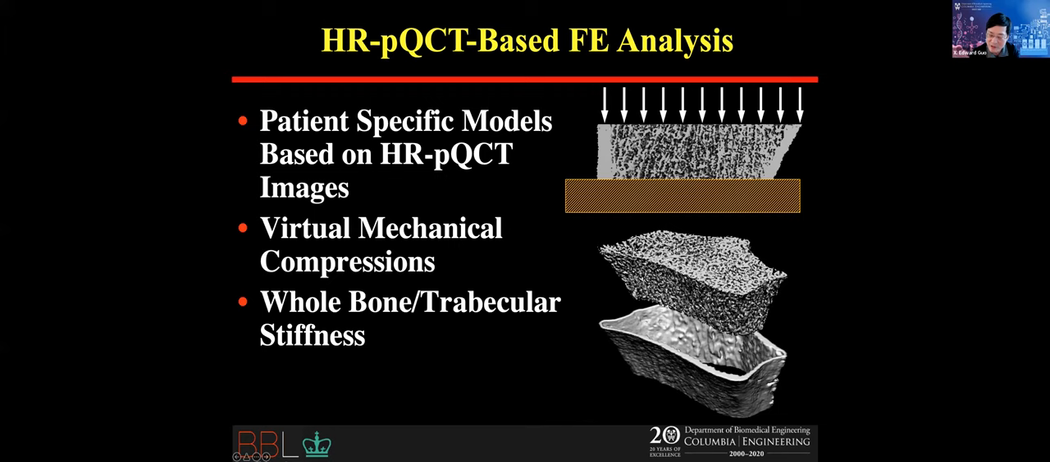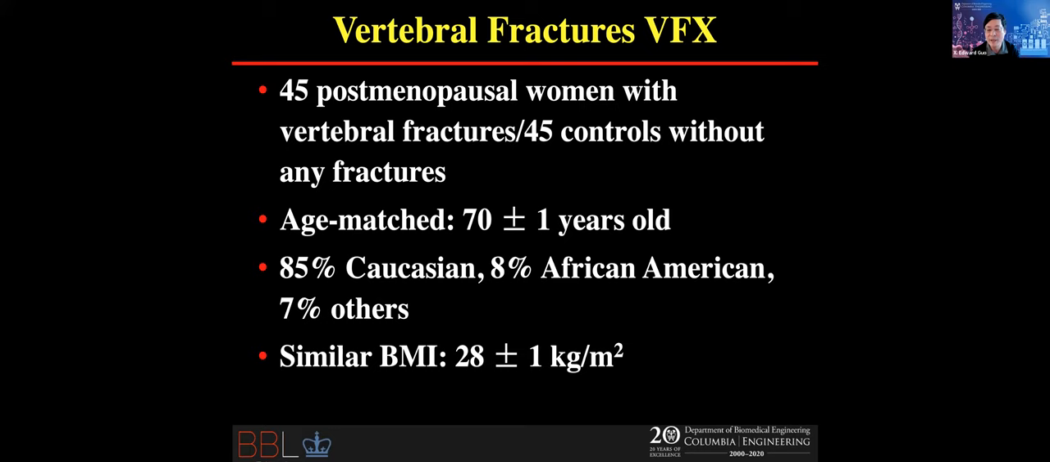Right, so we have done many, many studies with my wonderful collaborators from the Columbia Medical School and the Endocrinology Department. One example here is that we recruited postmenopausal women with vertebral fractures and without vertebral fractures, right? We age matched them, and as you can see, 85% of them are Caucasian, 80% are African-American, and they have similar body mass index.